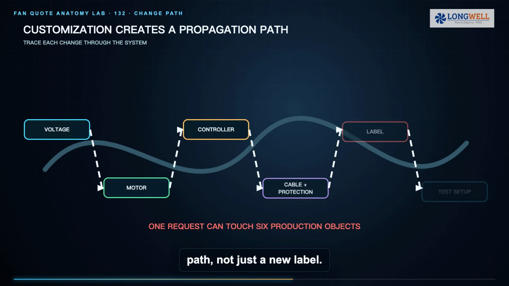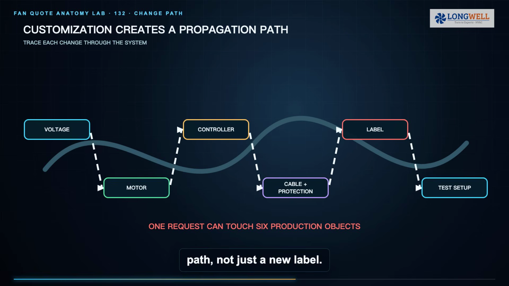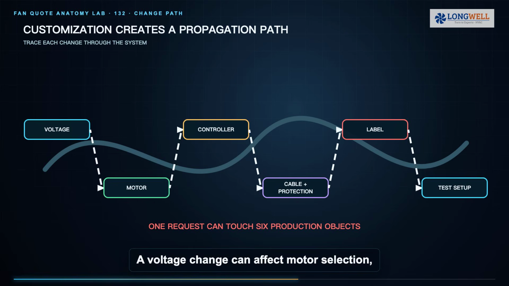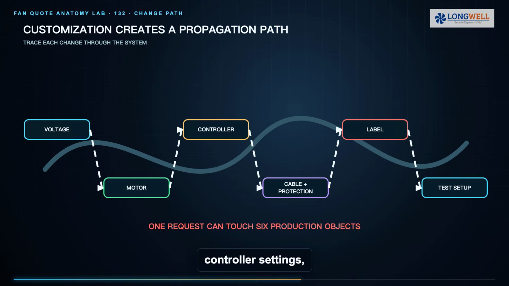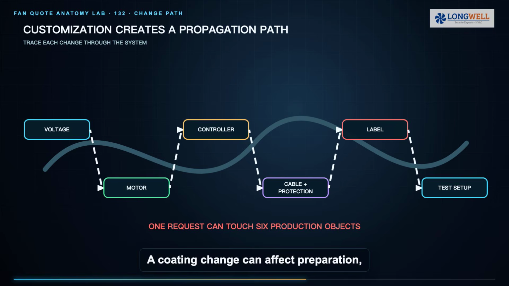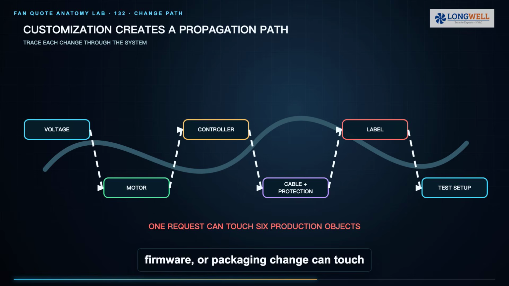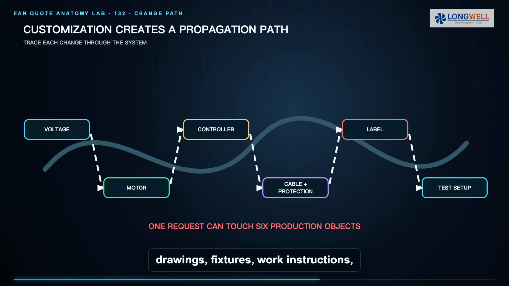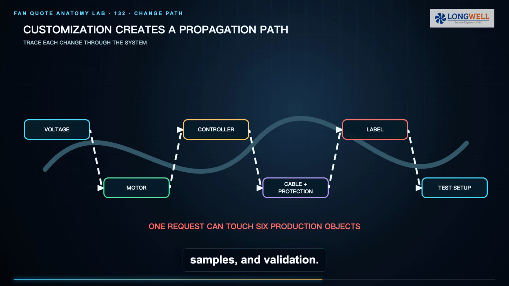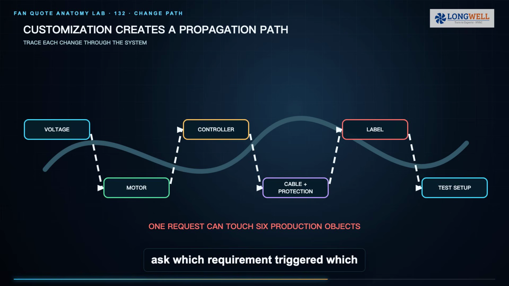Customization creates a propagation path, not just a new label. A voltage change can affect motor selection, controller settings, cables, protection, labels, and test setup. A coating change can affect preparation, masking, curing, inspection, and lead time planning. A connector, mounting, firmware, or packaging change can touch drawings, fixtures, work instructions, samples, and validation. Before negotiating the number, ask which requirement triggered which engineering and production consequence.